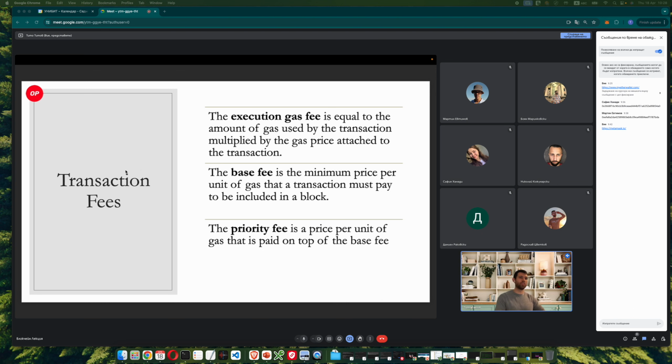We can also mention the transaction fees. This is important for Optimism, but it is also applicable for Ethereum. So once you understand it, you'll know how the transaction fees are working. There are basically three different kinds of fees: the execution gas fee, the base fee, and the priority fee. The execution gas fee is equal to the amount of gas used by the transaction multiplied by the gas price attached to the transaction.